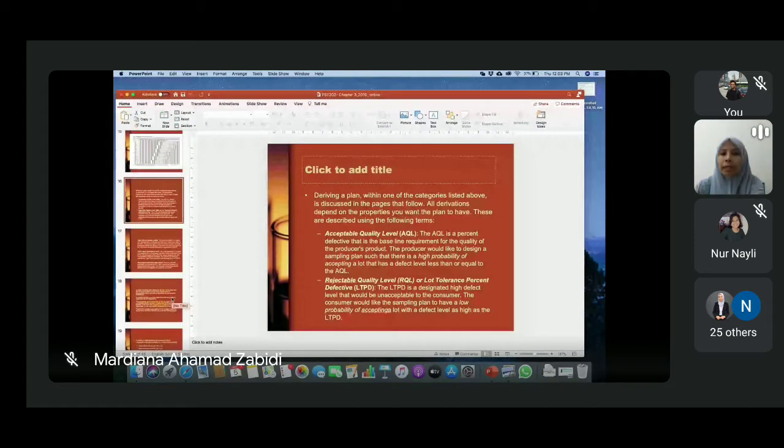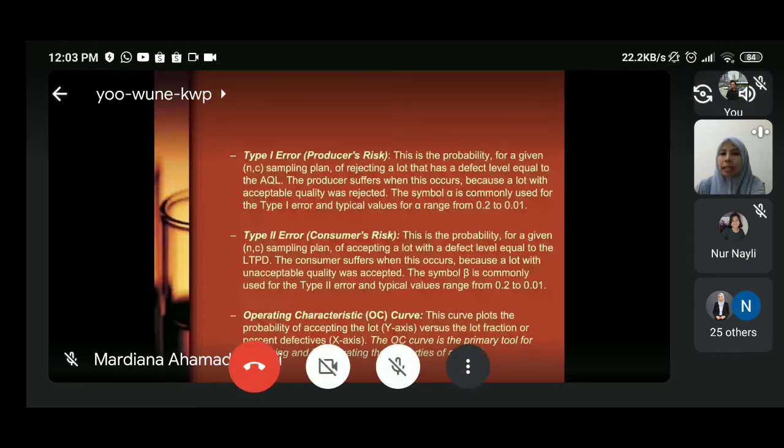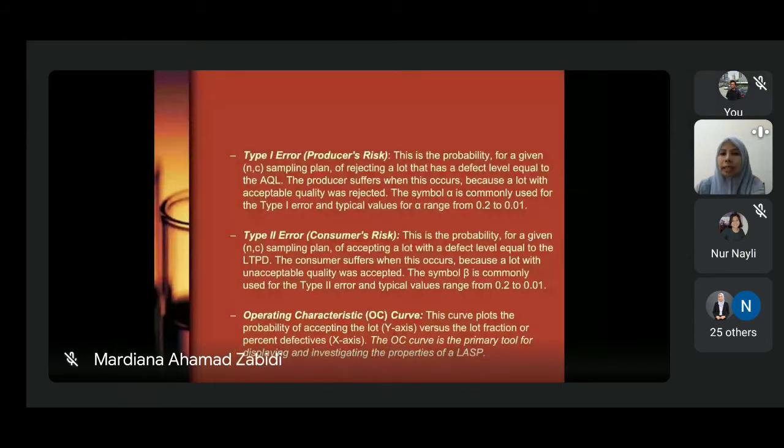Okay, so now we proceed with the type 1, type 2 error. Okay, type 1, type 2 error ni ini yang saya ada touch a bit untuk defective of the sample. Okay, so type 1, type 2 error, this one sometimes it can be done because kita wrongly accept the product or wrongly reject the product, the raw material ataupun the finished product.